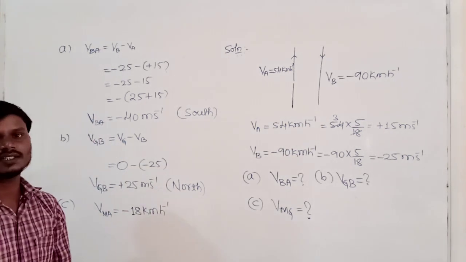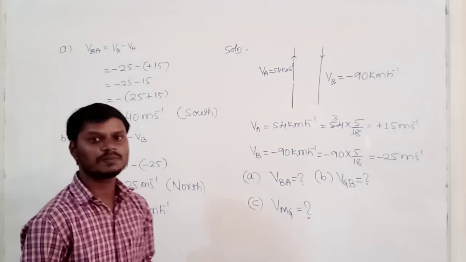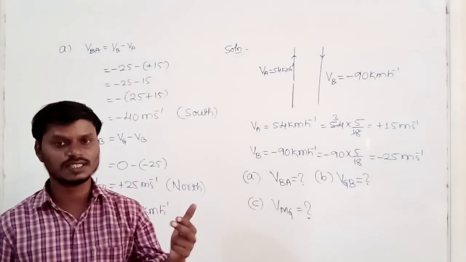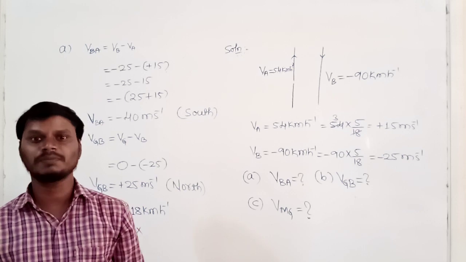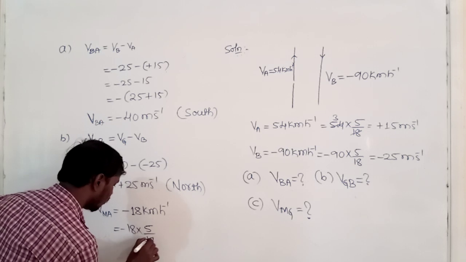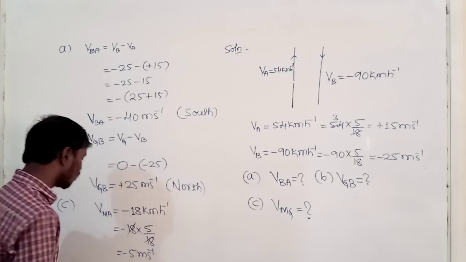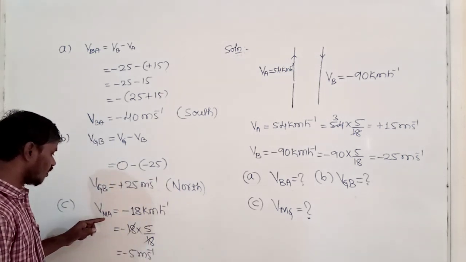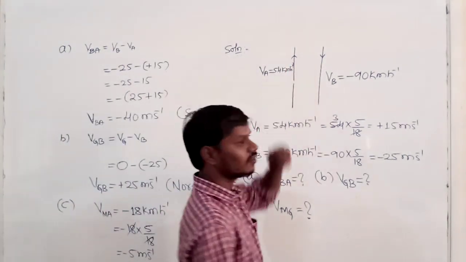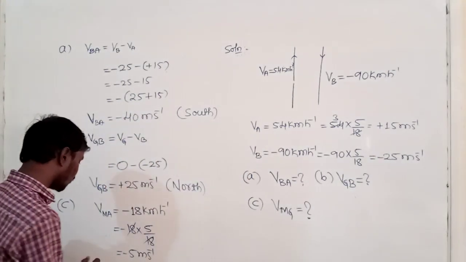Then convert this one to meter per second. Minus 18. So how to convert kilometer per hour to meter per second? Into 5 by 18. To convert kilometer per hour to meter per second, multiply by 5 by 18. Then it is minus 18 into 5 by 18. Then 18 gets cancelled. That is minus 5 meter per second. With respect to train A, the monkey is moving in which direction? South direction, because train A is moving in north direction but the monkey is moving in south direction. That is why minus 5 meter per second.